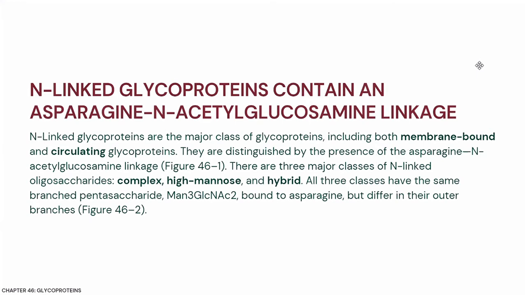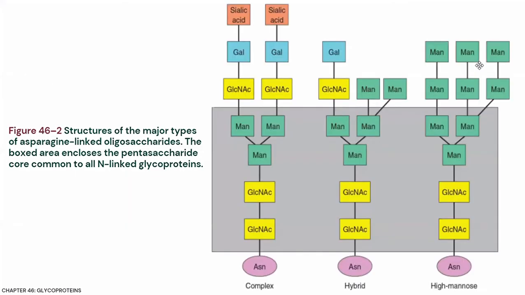There are three major classes of these nitrogen-linked oligosaccharides. We have complex, we have high mannose, and hybrid. All three classes have the same branched pentasaccharide found on asparagine but differ in their outer branches. Let's show that. Figure 46-2. Oh, here we are.